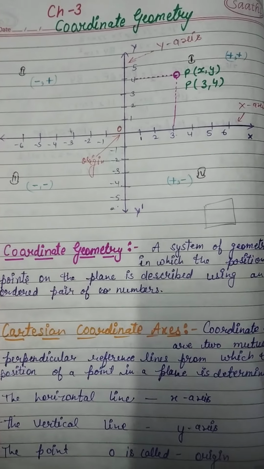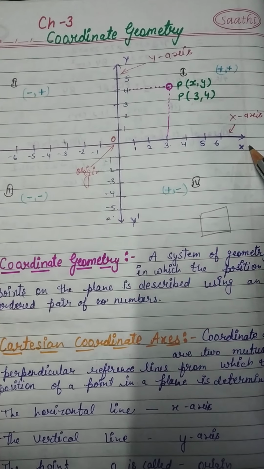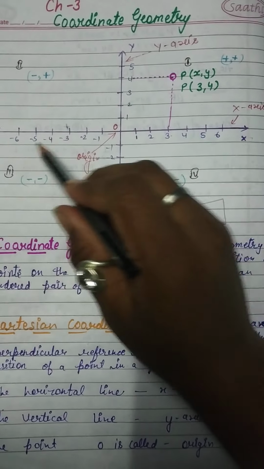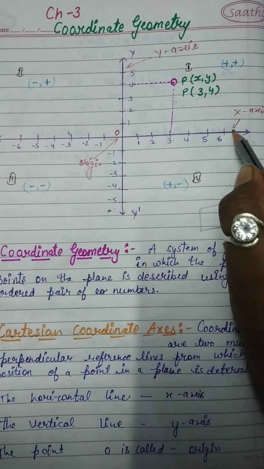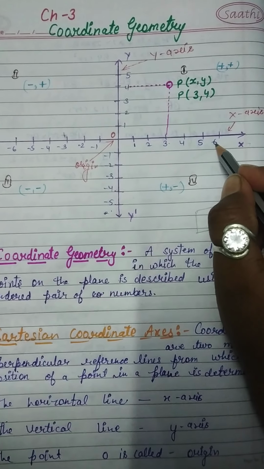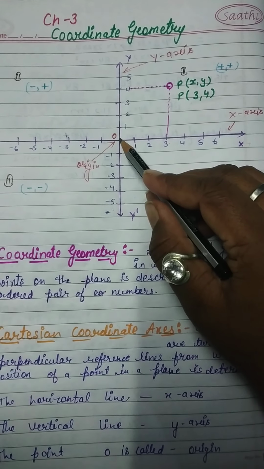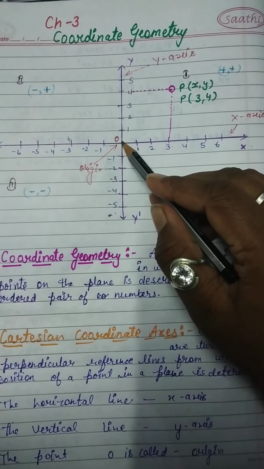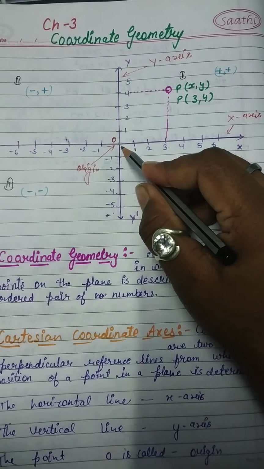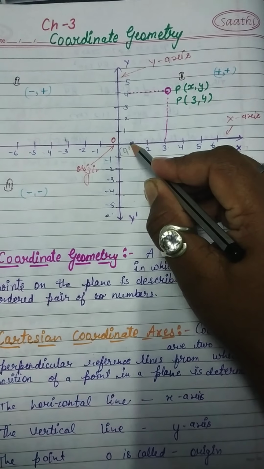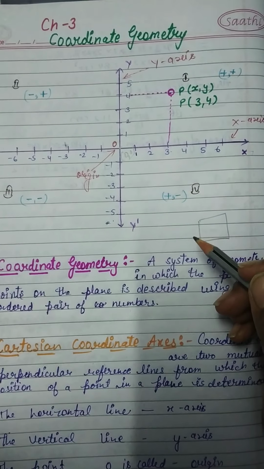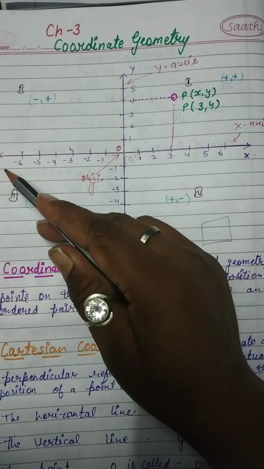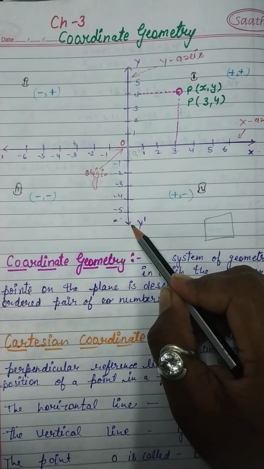In coordinate geometry, this is the x-axis, this is the y-axis. They both are perpendicular to each other, and the intersection point of these lines is called the origin. The coordinate of the origin is always (0, 0). Remember always. This is x-axis, this is y-axis, this is x dash, and this is y dash.